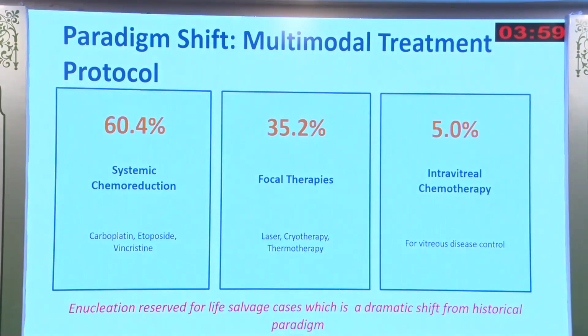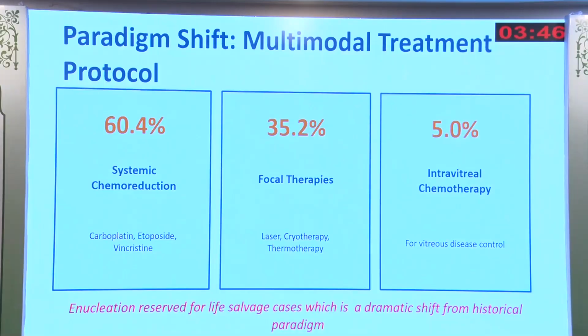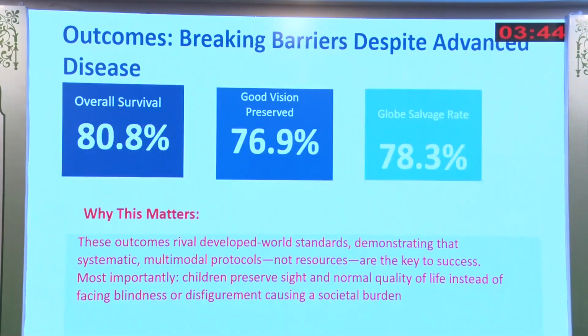60.4% underwent systemic chemoreduction, 35.2% underwent focal therapies, and 5% underwent intravitreal chemotherapy. Enucleation was reserved for life salvage cases, which is a dramatic shift from the historical paradigm. Overall survival was 80.8%, good vision was preserved in 76.9%, and globe salvage was possible in 78.3%.